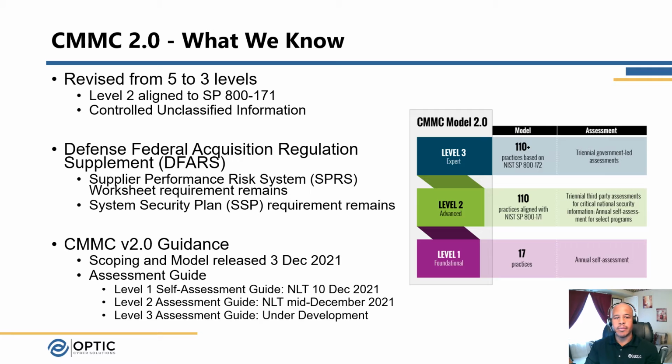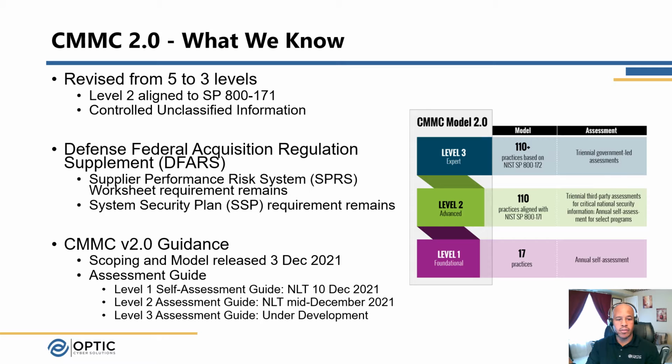As we look at CMMC 2.0, and this is again really high level, quick hit items, these are salient points for OSCs looking to prepare for CMMC 2.0. There was a revision from 5 levels to now 3, with level 2 now aligned directly to NIST 800-171 with the 110 controls. And again, this is the level required to protect controlled unclassified information.